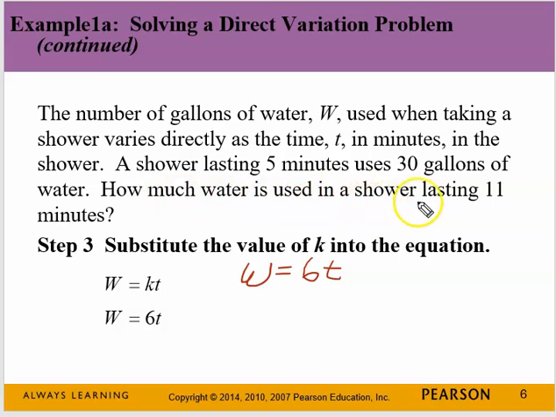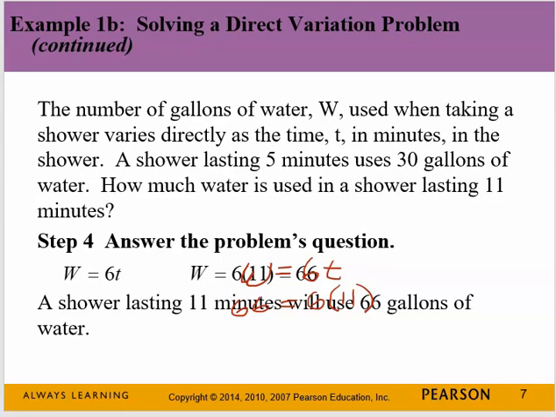How much water will be used if a shower is lasting 11 minutes? So this is going to be 6 times our time now, which is 11, and that's going to use, wow, 66 gallons of water. And we see it here. Okay, so kind of straightforward, and it does relate to slope-intercept.